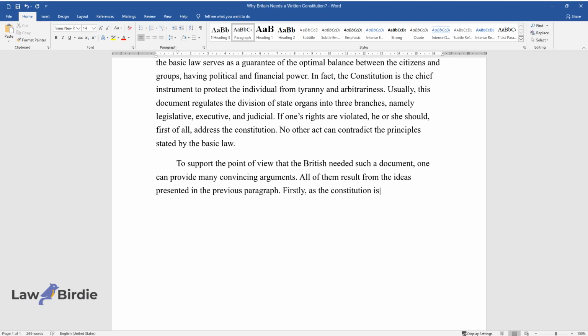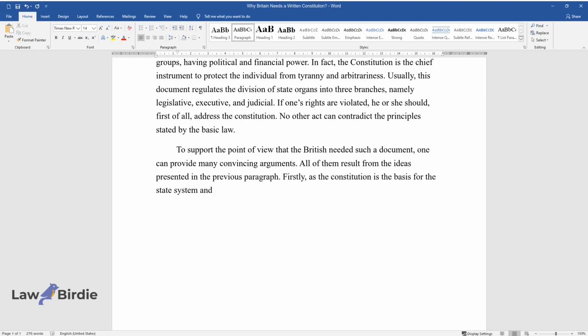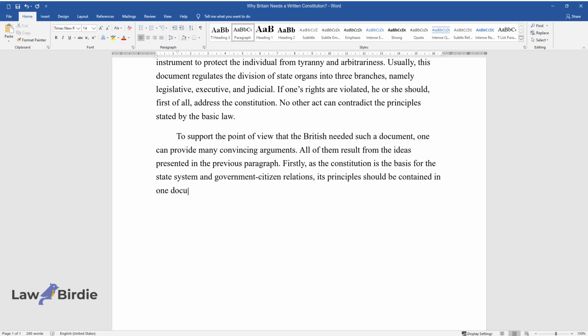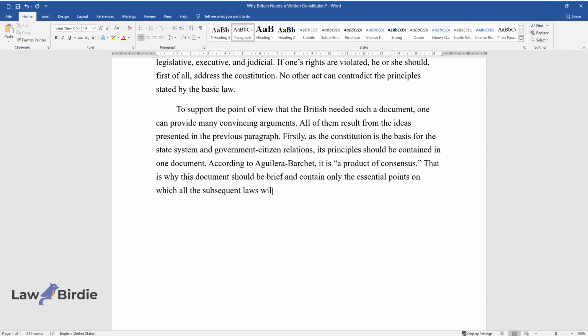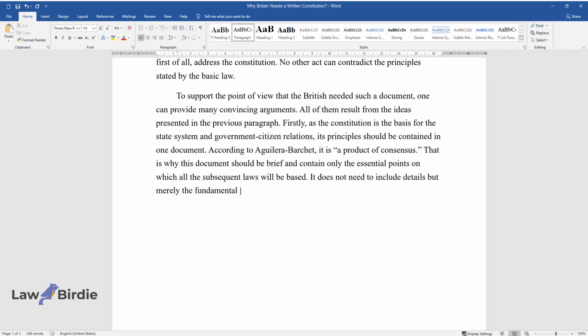Firstly, as the Constitution is the basis for the state system and government-citizen relations, its principles should be contained in one document. According to Aguilera-Barchet, it is a product of consensus. That is why this document should be brief and contain only the essential points on which all the subsequent laws will be based. It does not need to include details but merely the fundamental principles of state building and functioning.